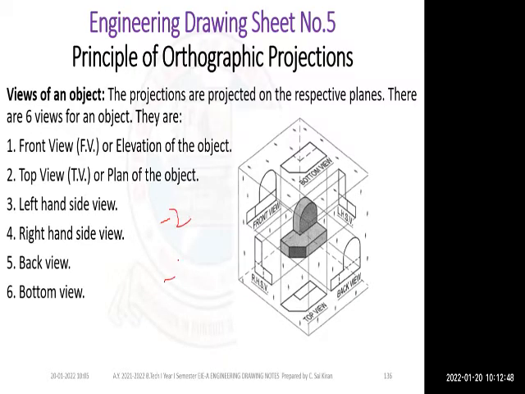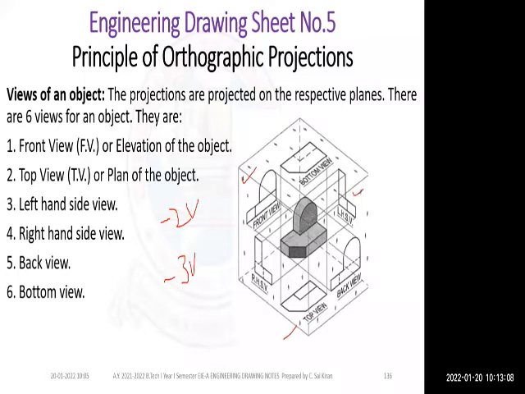If it is a complex object, then you require a total of 3 views. Okay. So if you know the front view and top view, you can generate a simple object. If it's a complex object, you have to know the front view, top view, and either of the side views, left hand side view or right hand side view. Okay. So this is my object.